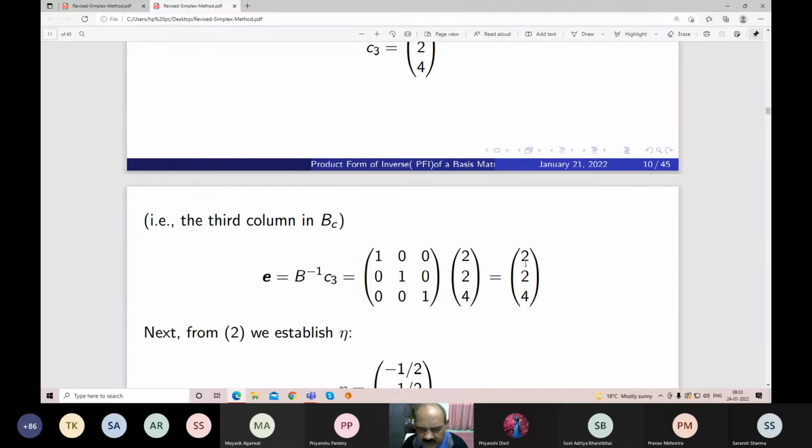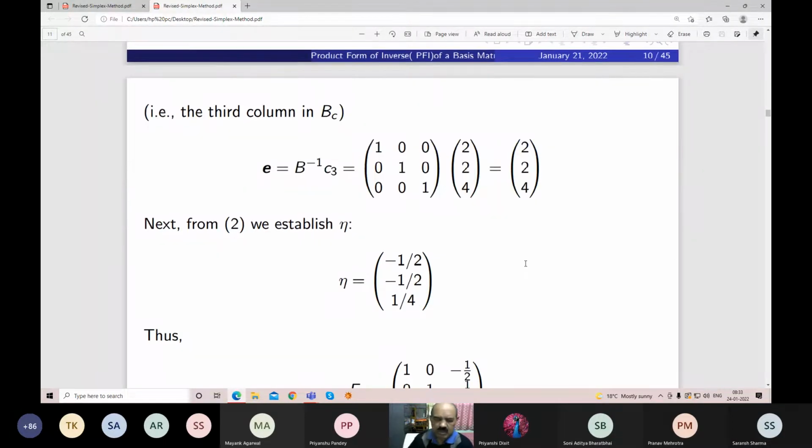With respect to this E vector, there are three elements 2, 2, 4. We will pivot at the third element. The 4 becomes 1 by 4. Then with respect to the first element, 2 by 4 with a minus sign, that is minus half. Then with respect to the second element, 2 by 4 with a minus sign, that is minus half, and 1 by 4. We have got the eta vector.